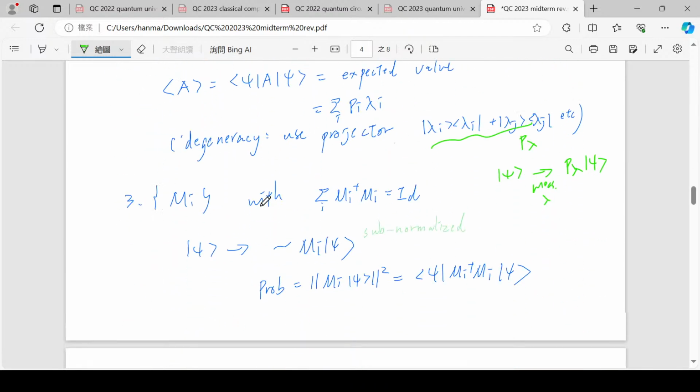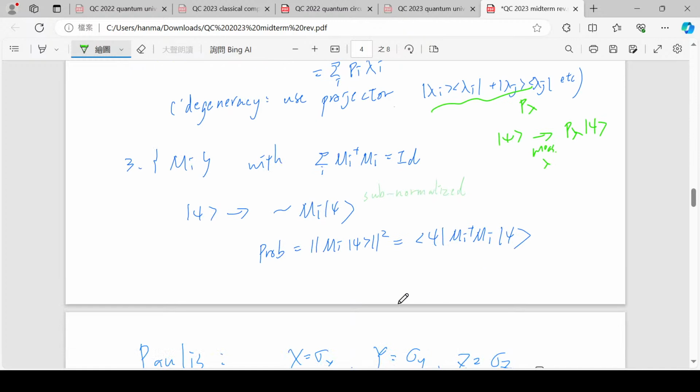That's the physical value measurement, and finally we have the generalized measurement. It's just whatever set of matrices M_i, and they need to satisfy this completeness relationship, where the sum of M_i dagger M_i equals identity. A short way to remember the measurement result is that getting outcome i, your state psi becomes M_i psi.